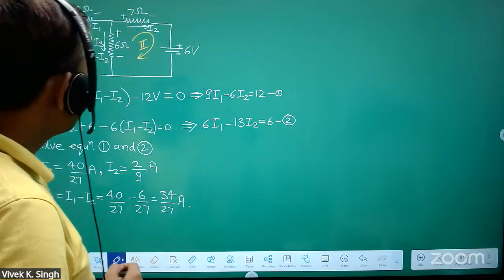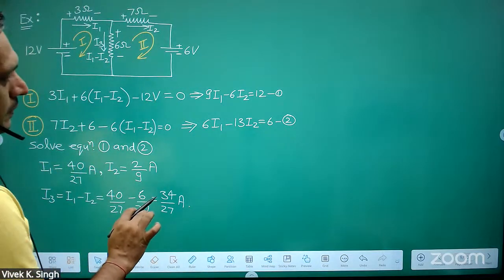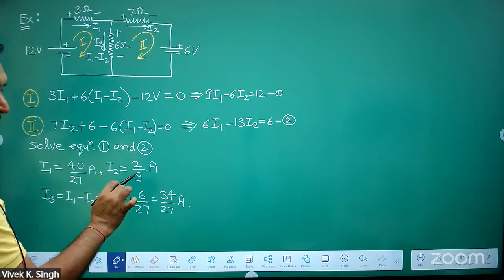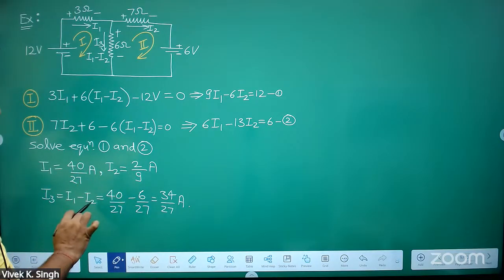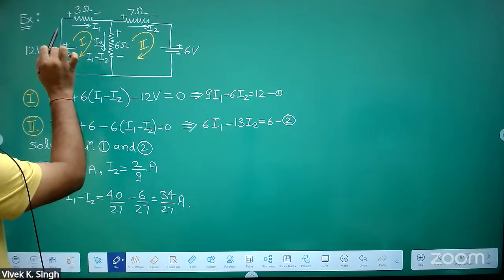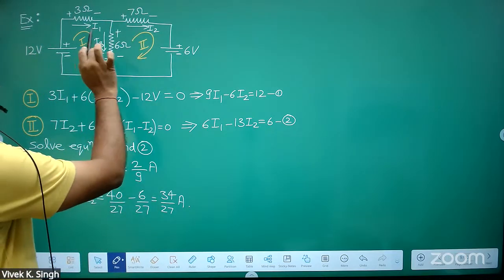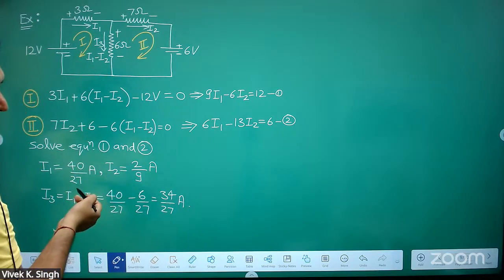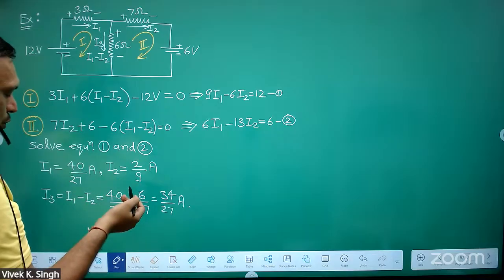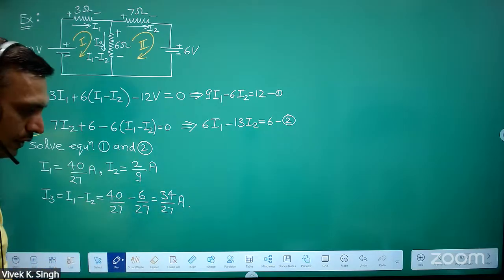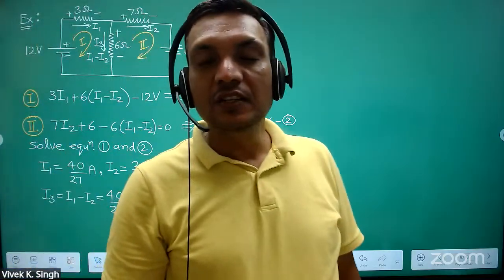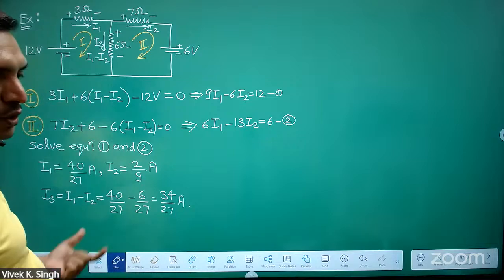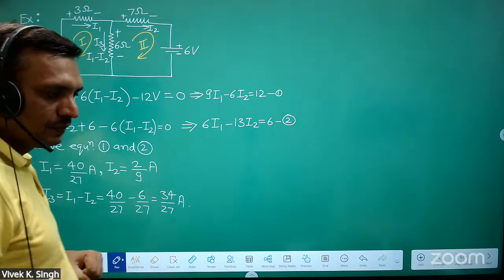Okay? Is it clear? Now see, I1 is a positive value, I2 is a positive value, I3 you are getting a positive value. It means in this particular case, this is the actual direction of current, and the magnitude is also given: 14 by 20, 40 by 27, 2 by 9, and this will be 34 by 27. So the direction that you assumed initially is the actual direction, because your answer is positive. Yes or no?